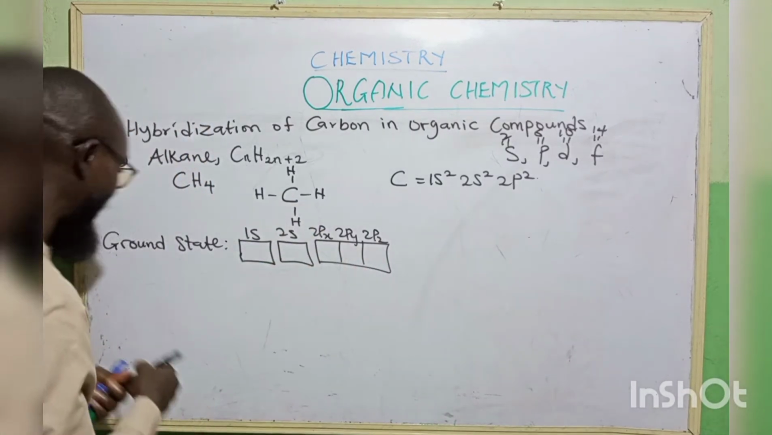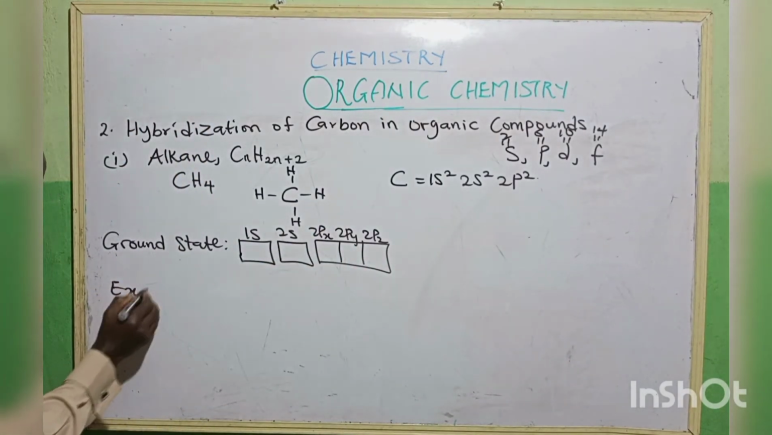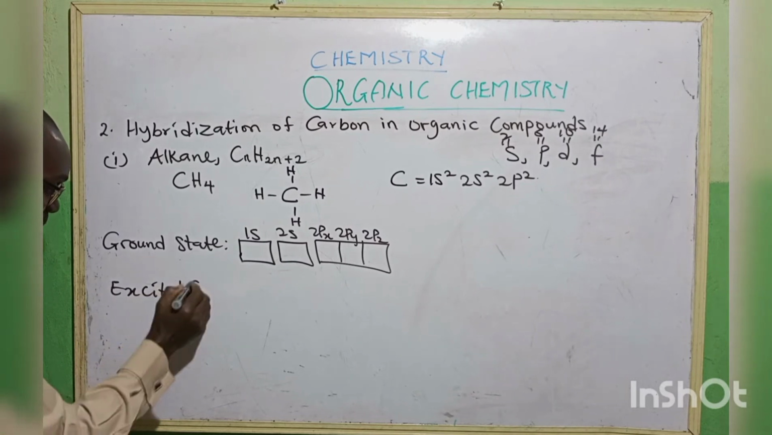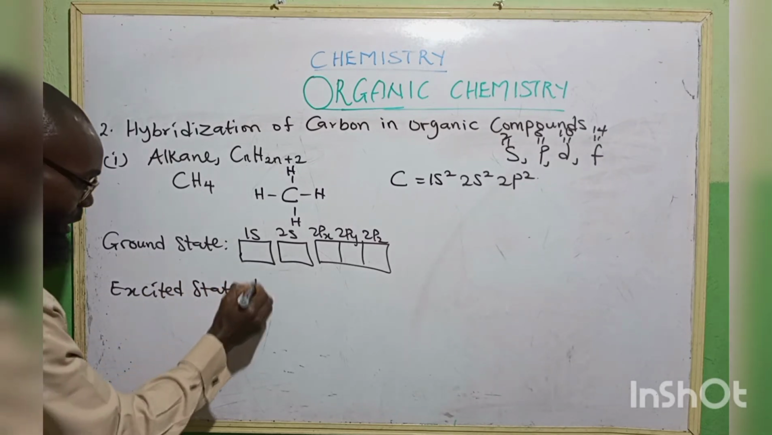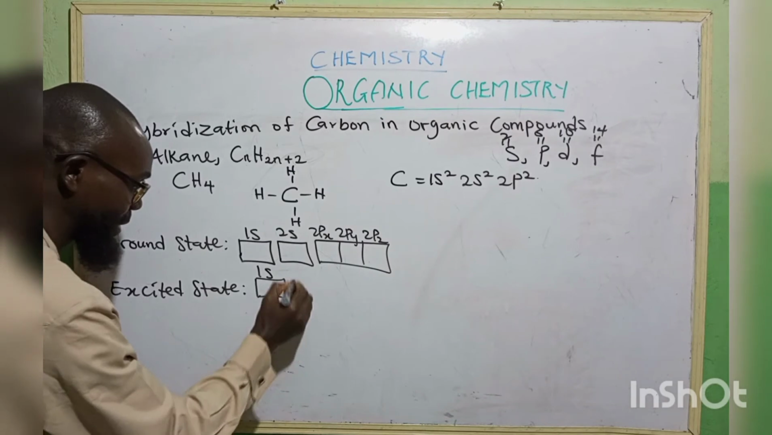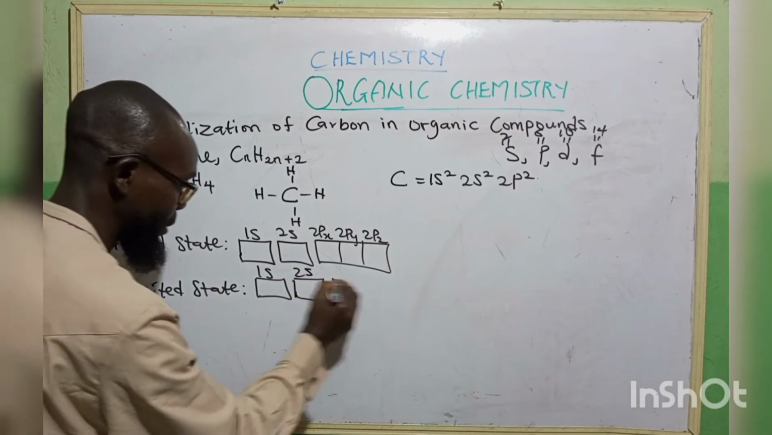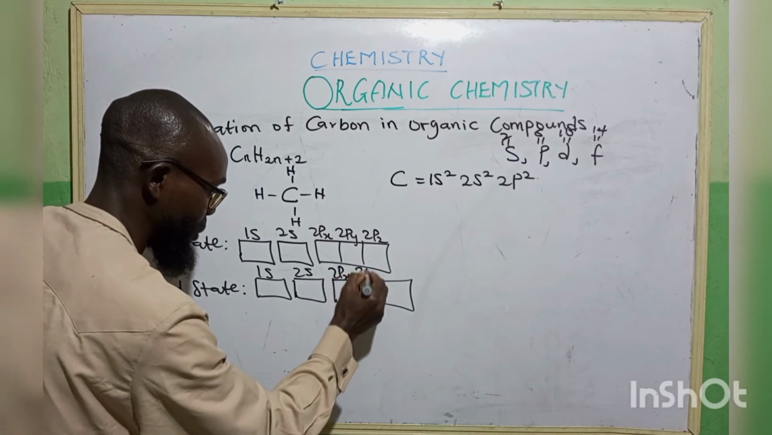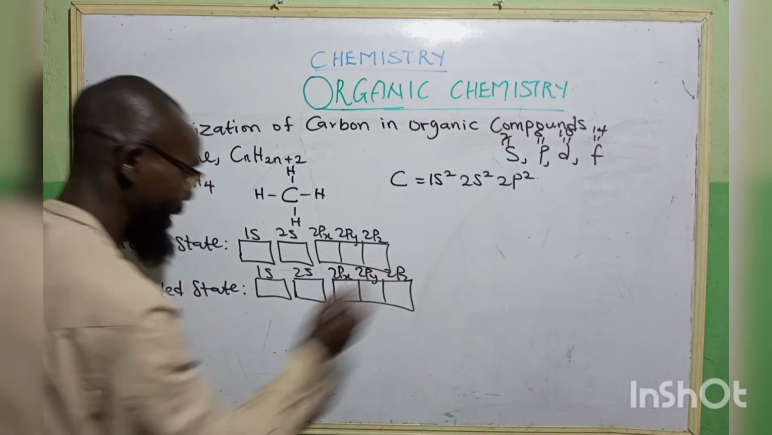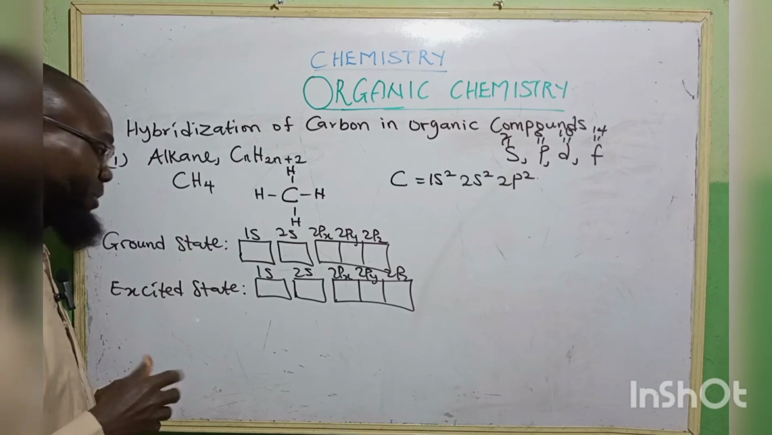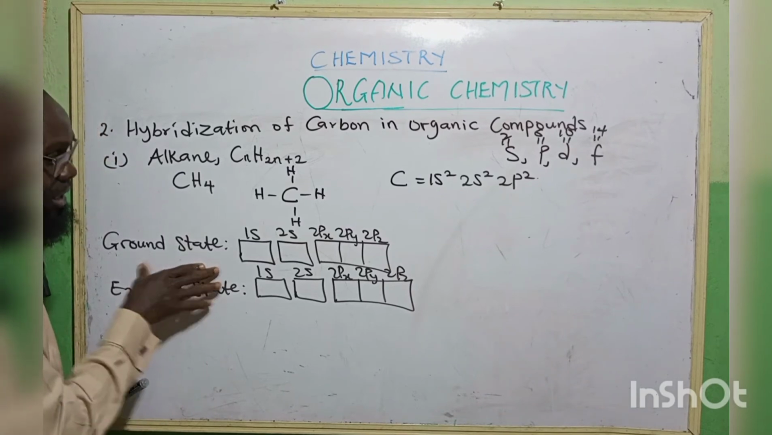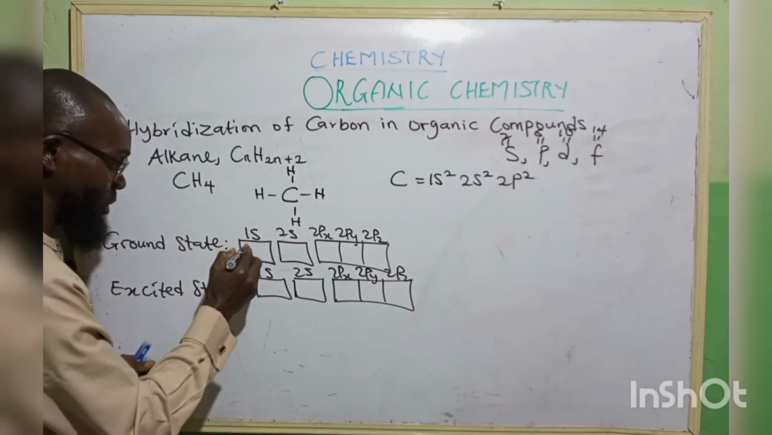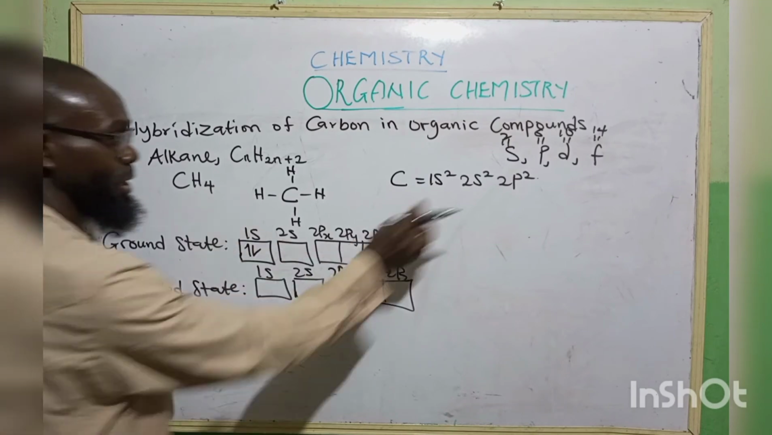Now, at the excited state, we have 1s, 2s, 2px, 2py, 2pz. Now, let us fill in the electrons. For the ground state, we have 1s2. 2 electrons enter into it.